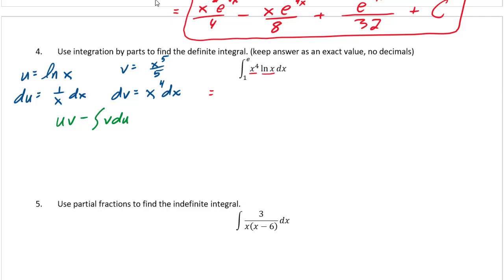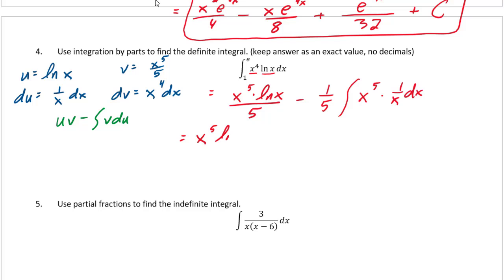So the u times v looks like I could write that as x to the 5th times the natural log of x. Then all of that would be over the 5 that the v had in the denominator. And then minus, I'm going to go ahead and just kind of factor that 1/5 out again because of the over 5. And then on the inside it would just be x to the 5th times the 1 over x times the dx. So the x to the 5th over the x that technically is inside there will actually get to simplify. So let's go ahead and just show what that would turn into.